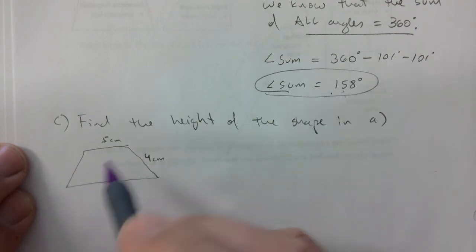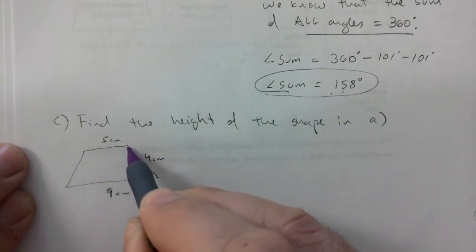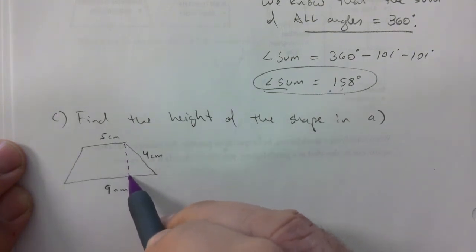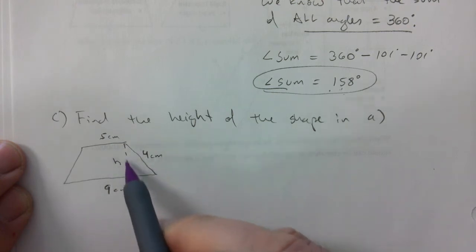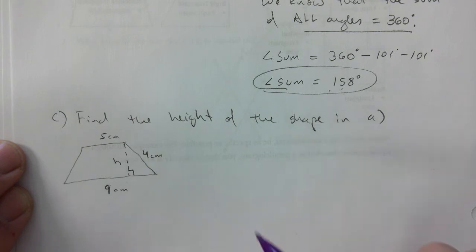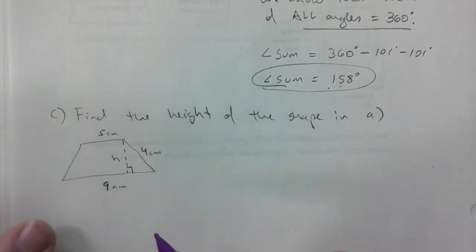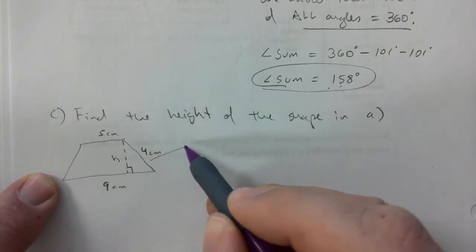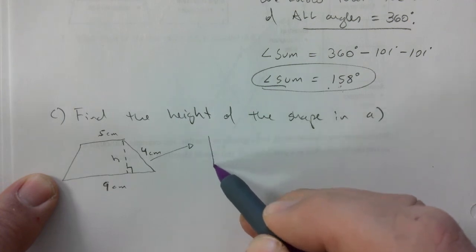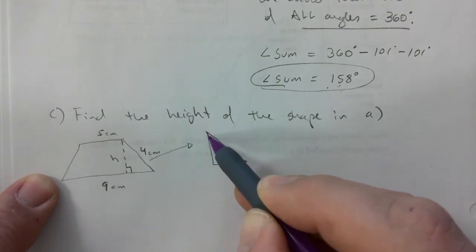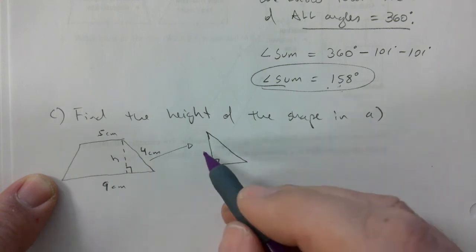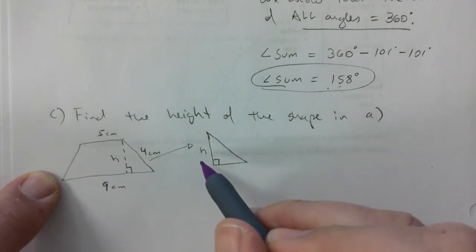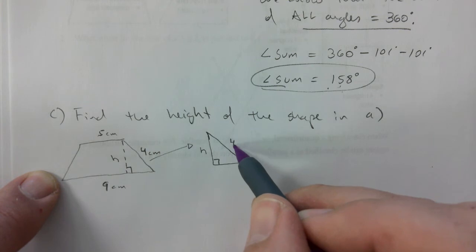And the height of this would be anywhere from the top straight down to the base. And I'm going to strategically do that over here. This is the height right here. Put a 90 because it has to make a 90 with the ground. So we're going to have the height drawn out as a right triangle. This is height, not the hypotenuse, okay? It's the height. This is 4 centimeters.